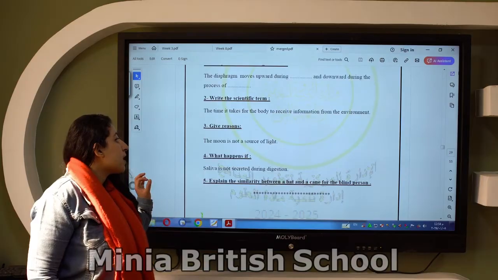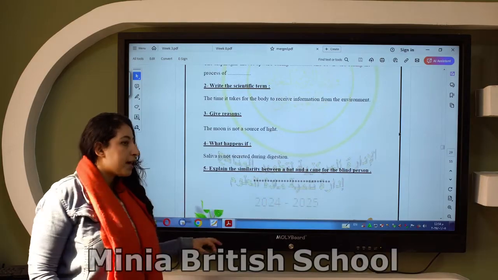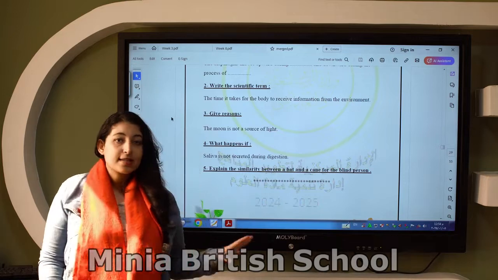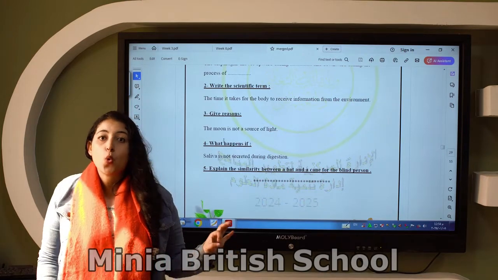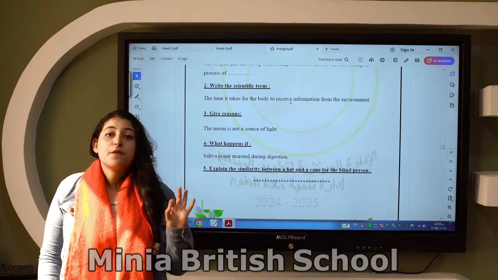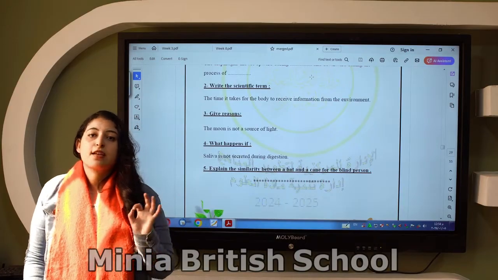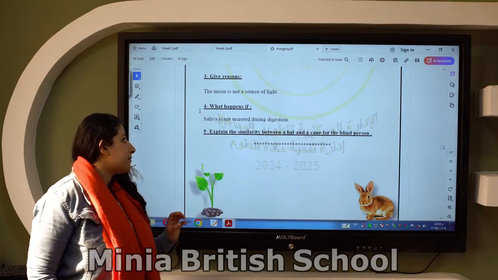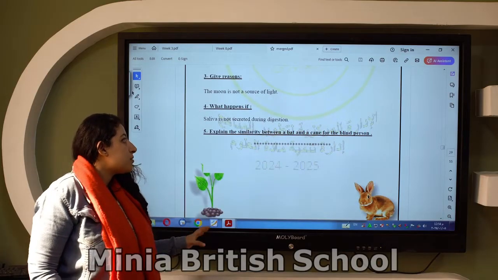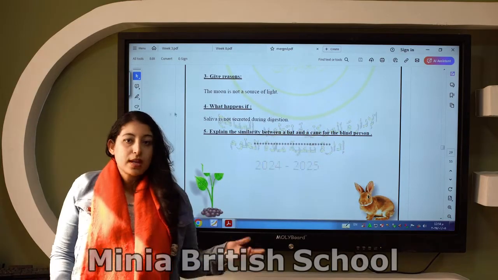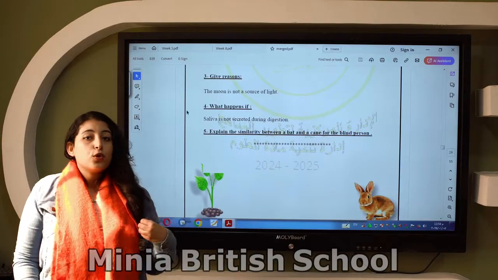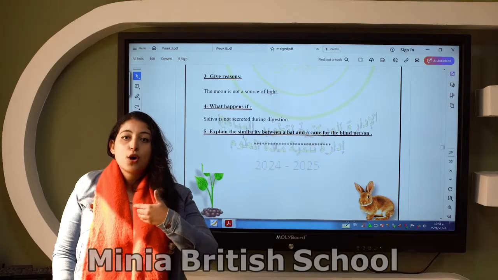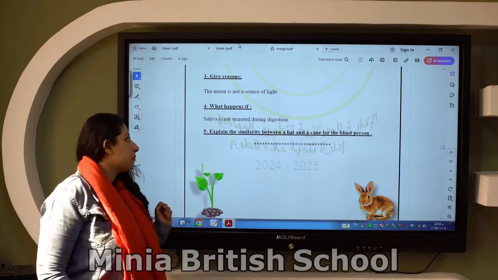Give reasons. The moon is not a source of light. Because it doesn't emit its own light and reflects the sunlight that falls on its surface. What happens if saliva is not secreted during digestion? The food will be hard to swallow as saliva moistens the food.